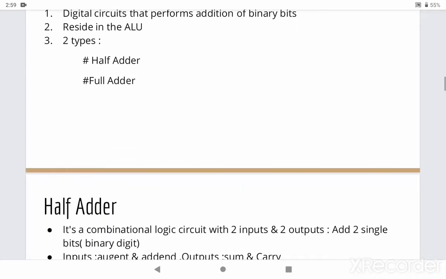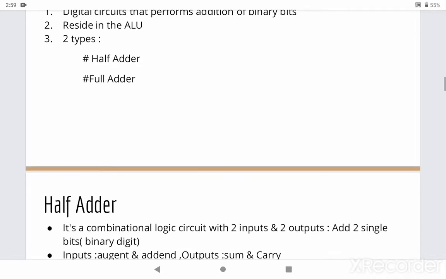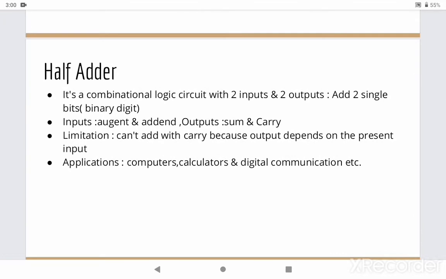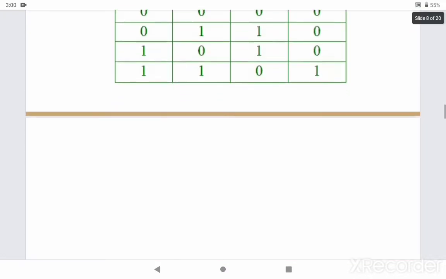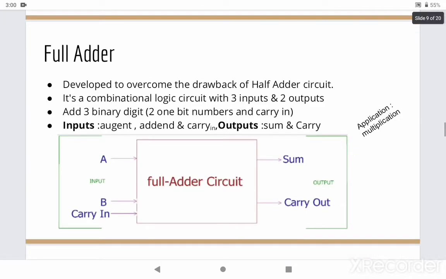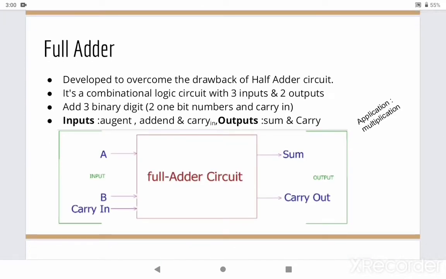We have two varieties of adders, half adder and full adder. We have already discussed the half adder, which has two inputs and two outputs. One will be the sum output properly and the other will be the carry. So these are the details about our half adder. Now we have to discuss our new topic, that is the full adder.